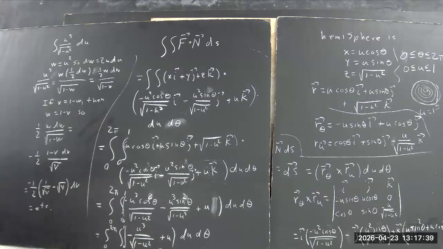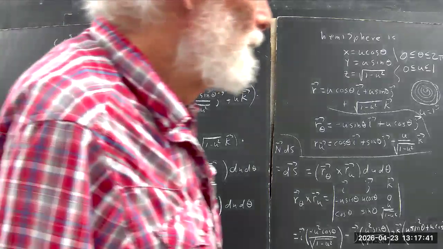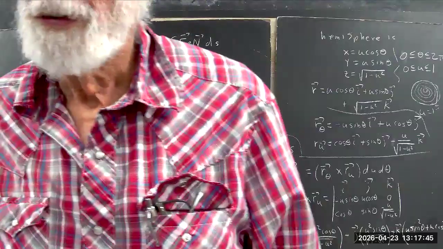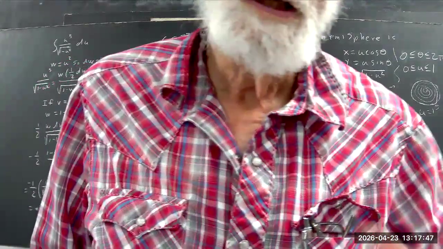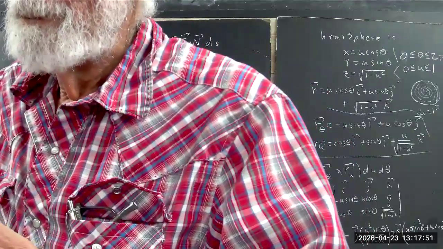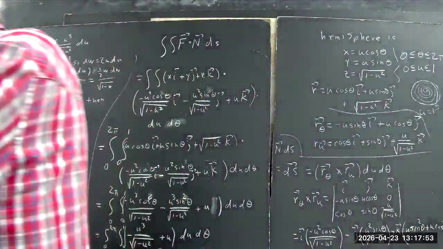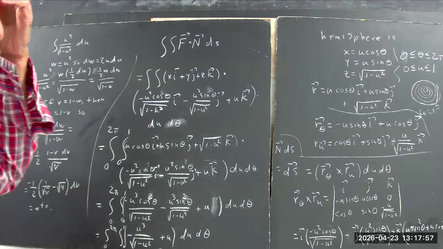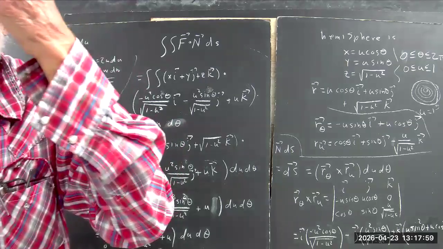How else could we have figured this out? Well, we could have integrated del dot F over the volume of this thing, right? Now, also, I've neglected the plane. Okay. But it turns out that in the xy plane, z is 0.